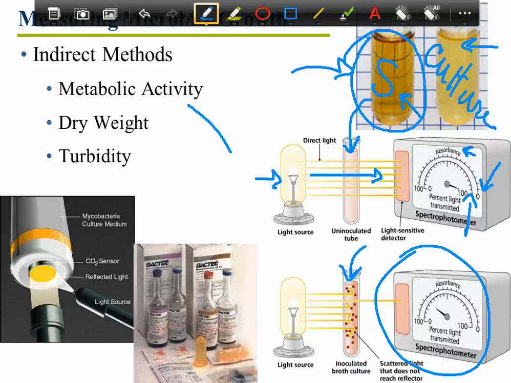You can also measure metabolic activity, which will give you an indication whether there are cells there or not. And you can also do dry weight. But again, these are indirect methods. They don't actually give you counts.